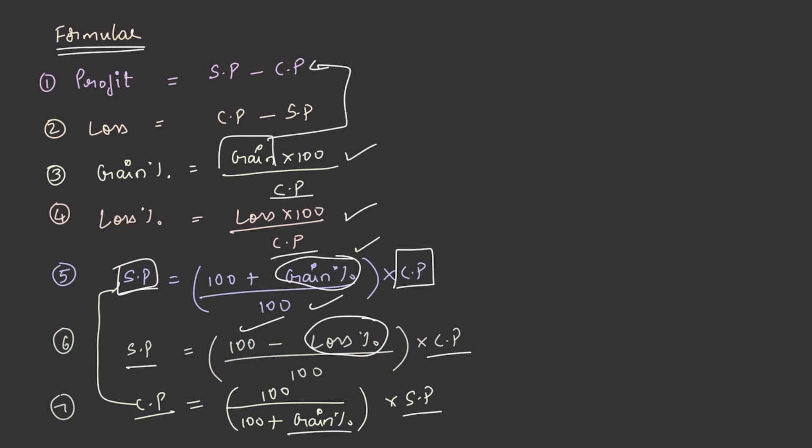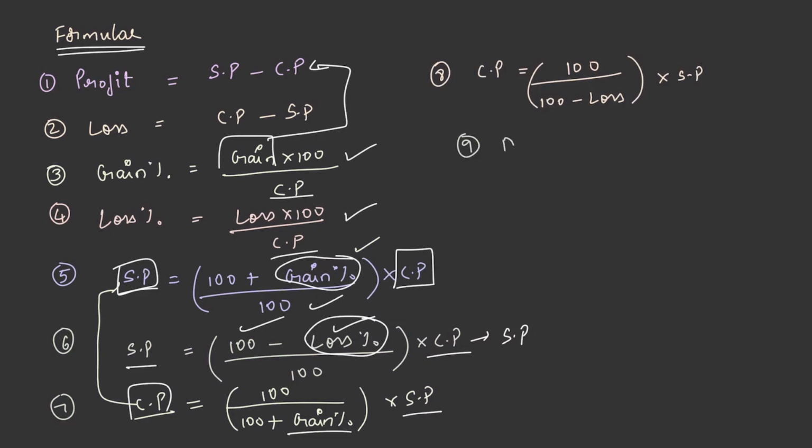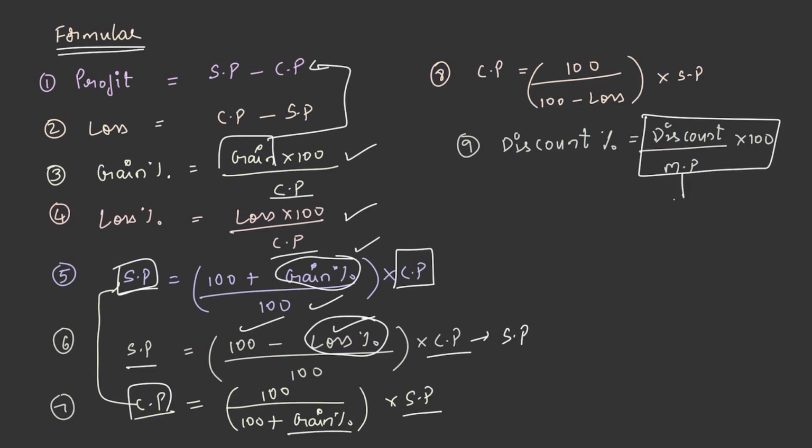What about the formula for cost price when loss percentage is known? Reciprocate this and substitute selling price instead of cost price. There are few questions asked in profit and loss where discount plays a very key role. When we have to find discount percentage, the formula is discount by marked price into 100. Here marked price is nothing but the price before discount and the price which is marked on the product. Make sure you're perfect with each and every formula here so that you can solve the questions pretty easily.